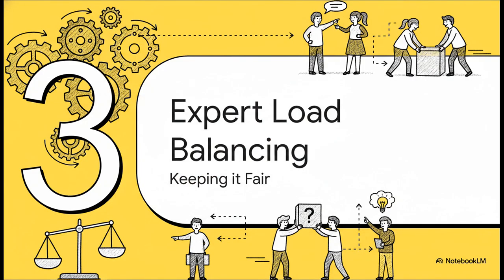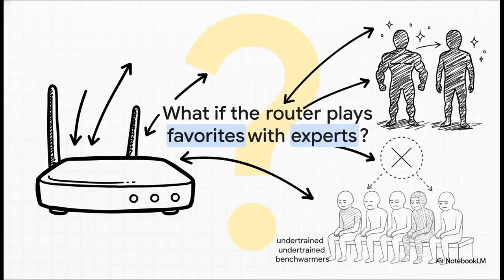But just like with any team of people, you immediately run into some management challenges. How do you make sure the work is spread out fairly and that every expert actually gets a chance to learn and get better? This is the big one. It's a huge problem when the model is training. If the router just finds 1 or 2 experts that are pretty good at their jobs and starts sending all the work to them, well, the other experts just sit on the sidelines. They never get a chance to practice, they never improve. You end up with 1 or 2 superstars and a whole bench of undertrained rookies.